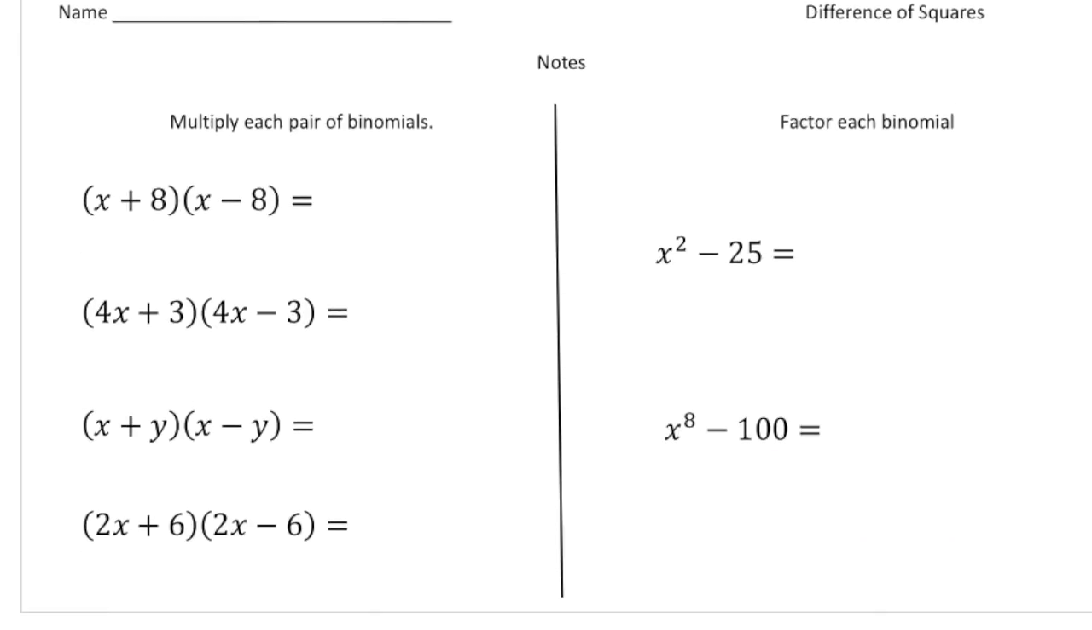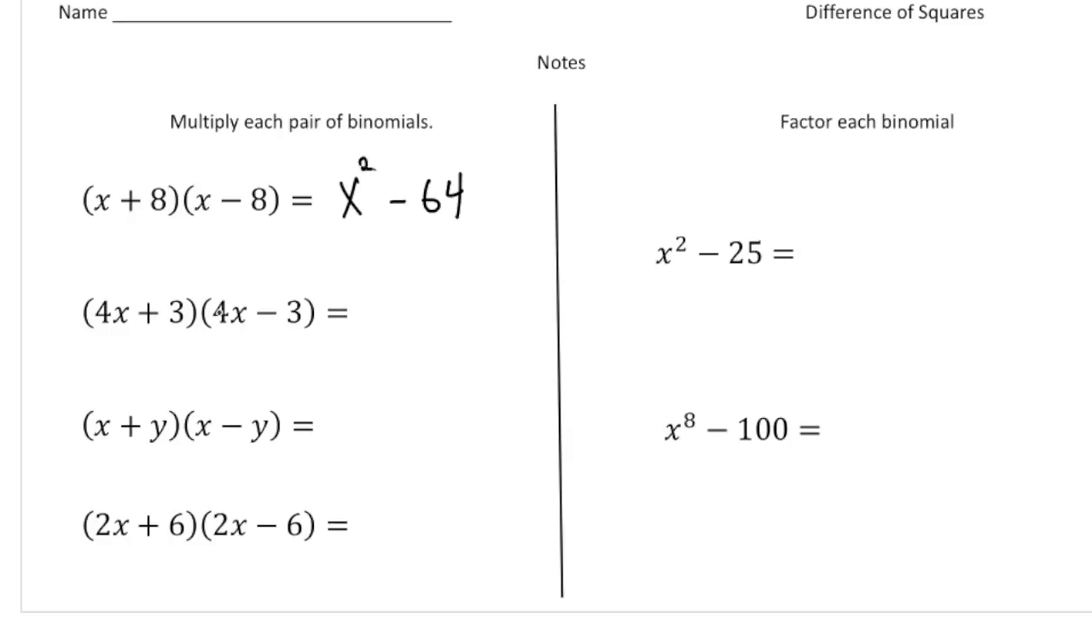And let's try some of these, okay? So here we have x plus 8 times x minus 8. So if you can identify these as difference of squares, we know that this is just going to be an x squared minus 64. Well, here we have 4x plus 3 times 4x minus 3.